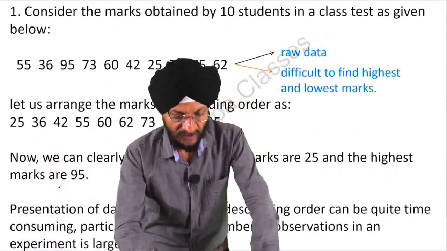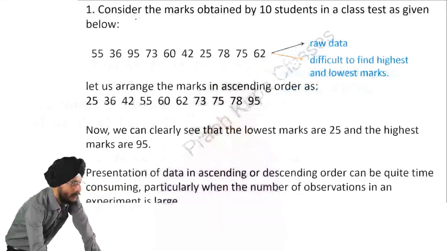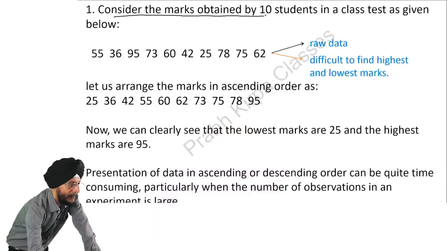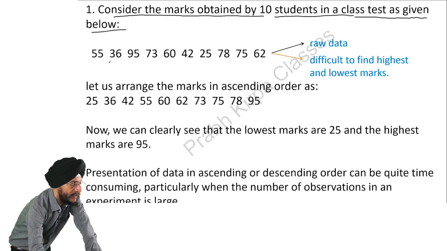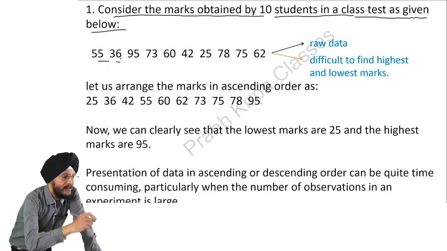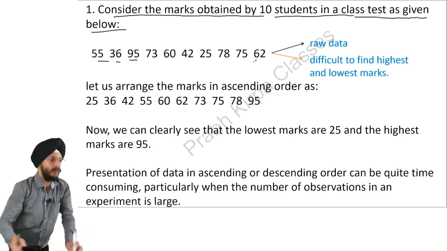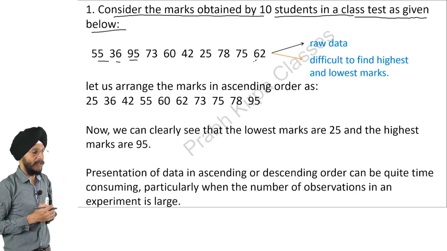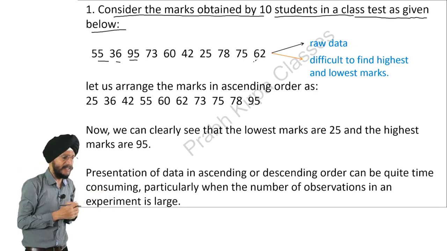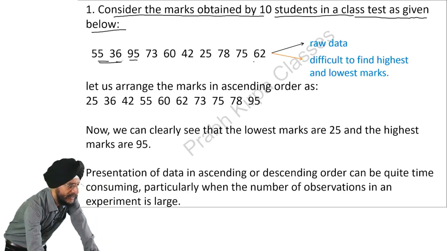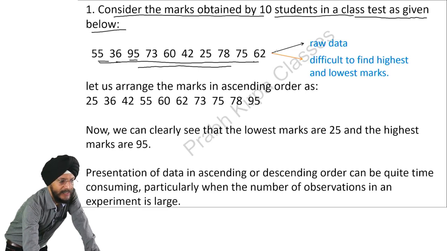We will first consider an example. Consider the marks obtained by 10 students in a class test given below. One student has obtained 55, another 66, another 95, and so on. Different students have obtained different marks. But what does this data show? Does it make any sense to you? No. This is raw data.